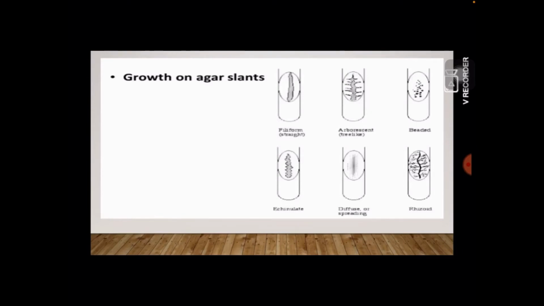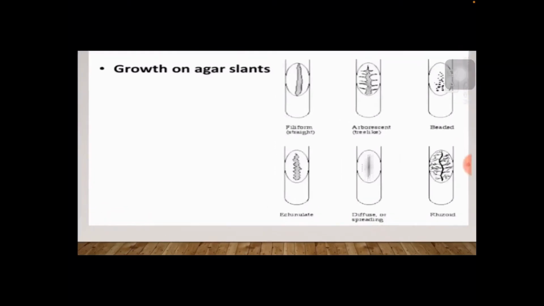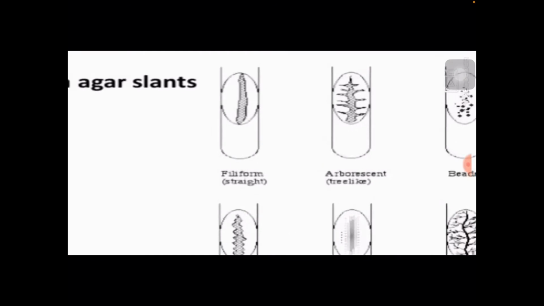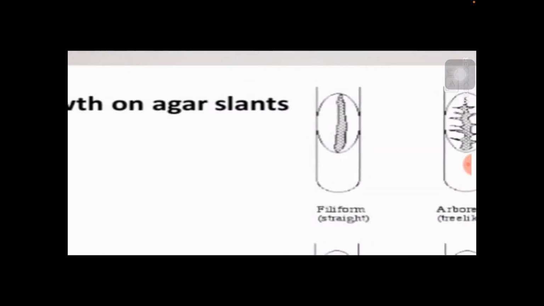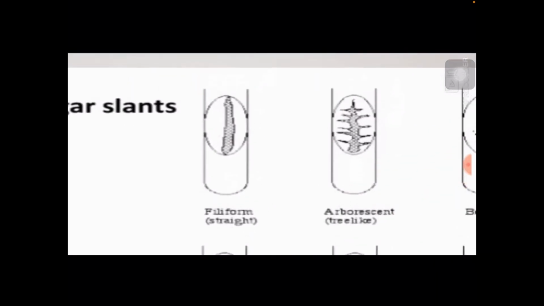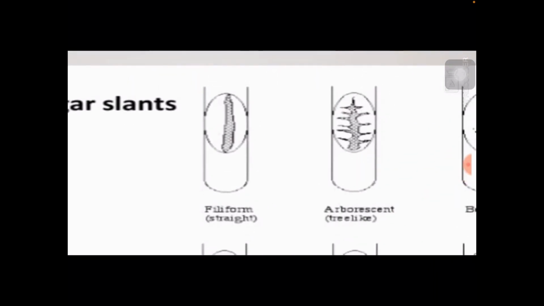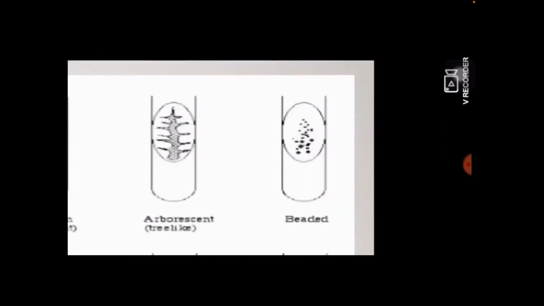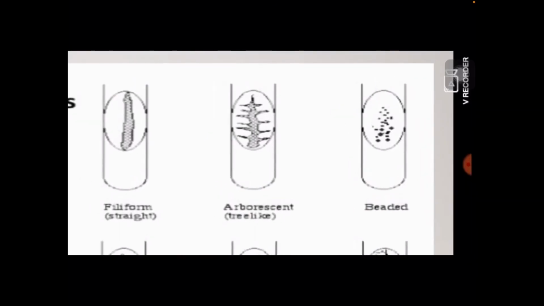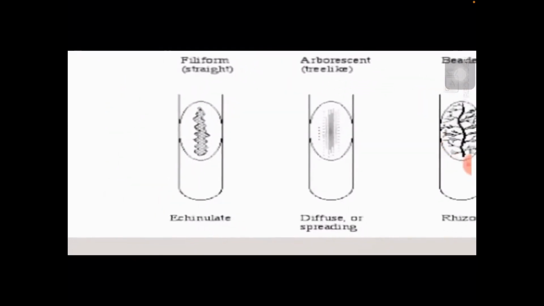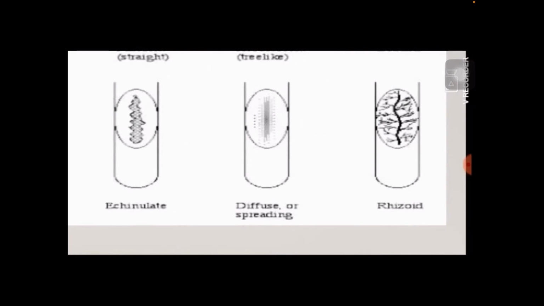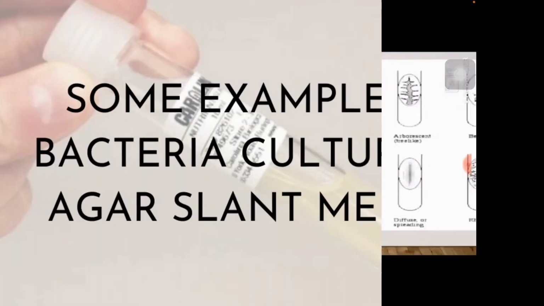tree-like shapes, beaded shape, then diffuse or spreading shape, and rhizoid shape. I am zooming in so you can easily see that. This is the filiform shape. Okay, this is the tree-like shape. There will be a tree appearance. And this is bead. Bead means there will be a small bead-like appearance. Then there is diffuse, and there is also rhizoid.